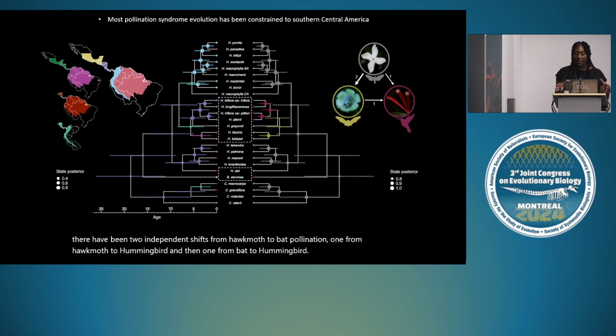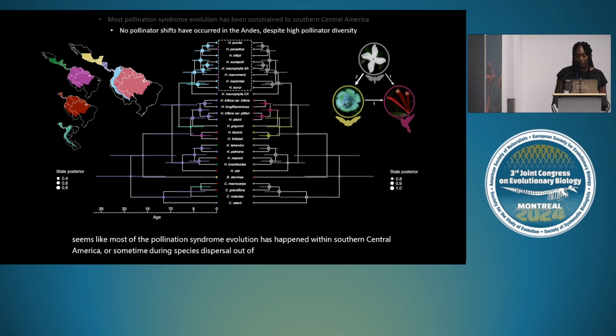And so taking the biogeographic and pollination syndrome reconstruction results together, it seems like most of the pollination syndrome evolution has happened within southern Central America, or sometime during species dispersal out of southern Central America. And surprisingly, no pollinator shifts have occurred in this Andean subclade of Hylia, subgenus Hylia, even though pollinator diversity is really high throughout the region, and there's especially high hummingbird diversity in those higher elevation environments.